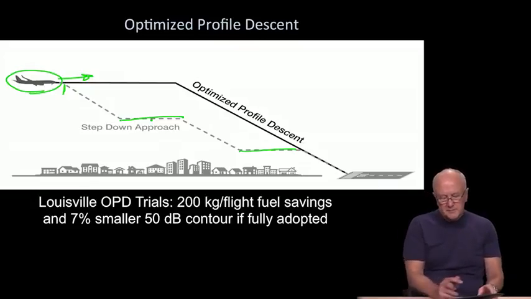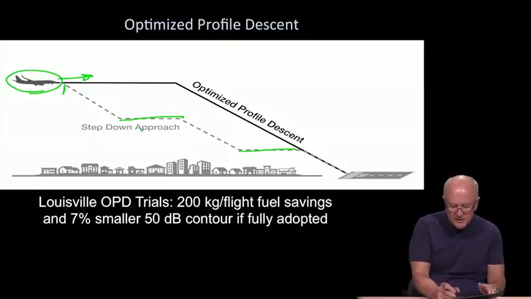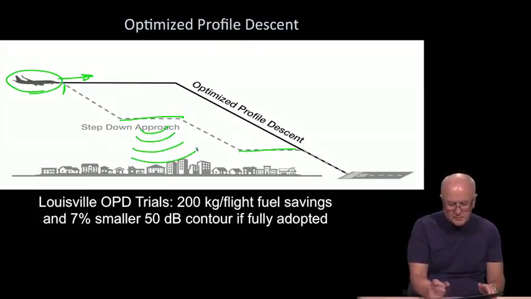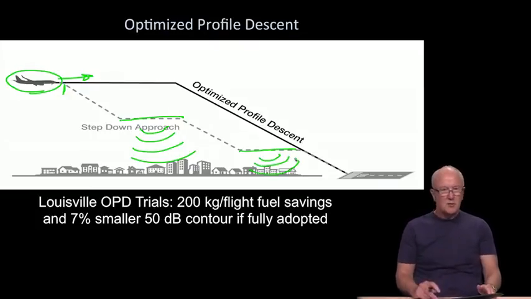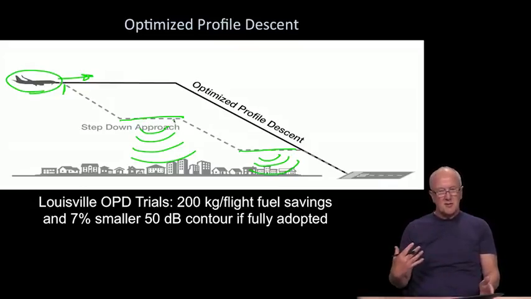In addition, when we step down and then fly flat, we do spool up the engines, and the noise can have an increased impact on the people who live below. And it's also true that when we're flying flat like that, we have spooled up the engines and we're using more fuel than we would if we could do an optimized profile descent.